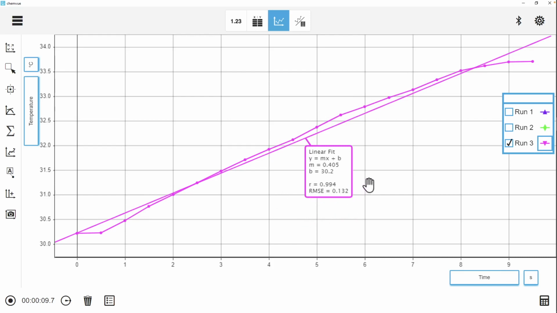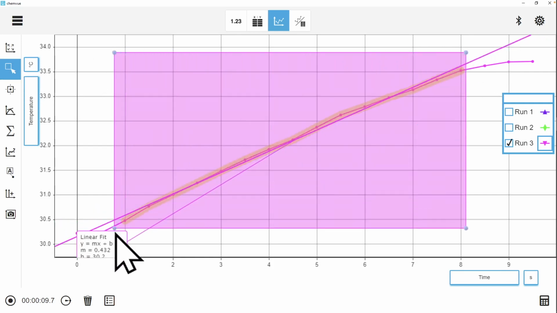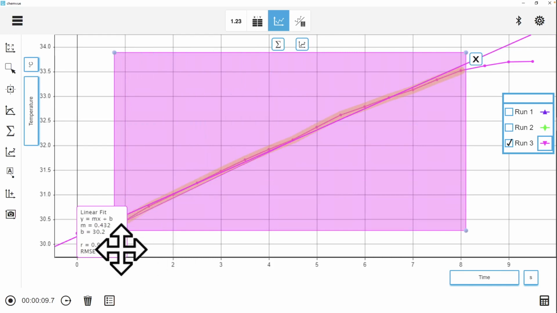Now you can improve that R value. It's pretty good at 0.994, but if you want to get that even closer to 1, you could ignore some of the data points in the set. You can't delete them, but you can avoid putting them in the analysis by using the select tool. So I want just the most linear data points. And you can see that that changes the R value to 0.998.